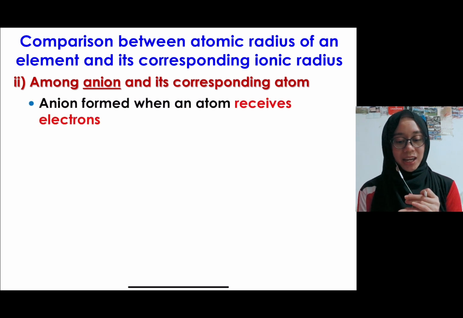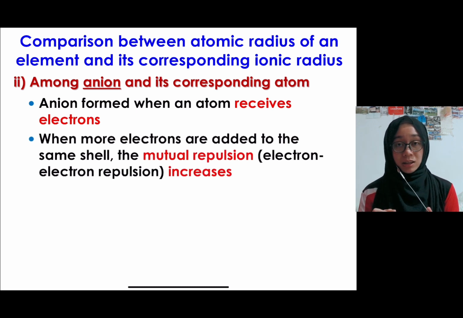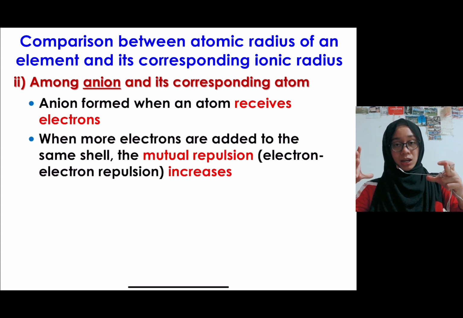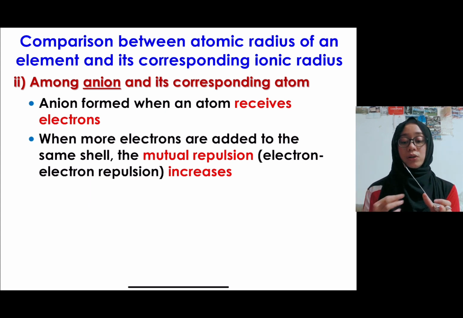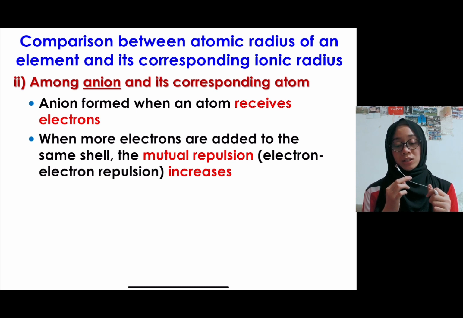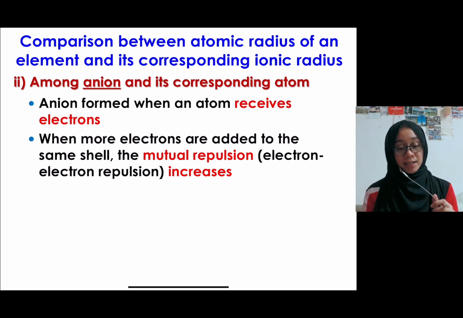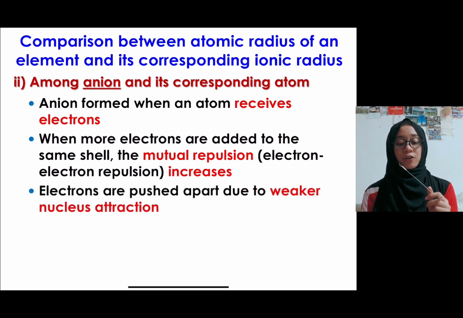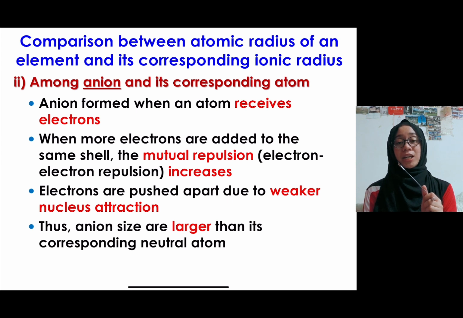Okay, so the anion form when an atom receives electron. So when more electrons are added to the same shell, okay, dalam shell yang sama tadi, so basically dalam bulatan tu tadi, kamu nak tambah seorang lagi. So what happen is the mutual repulsion between the electrons increases. Okay, so nanti kamu akan try nak bagi space lah. Therefore, the electrons are pushed apart due to the weaker nucleus attraction. So thus, the anion size are larger than its corresponding neutral atom.